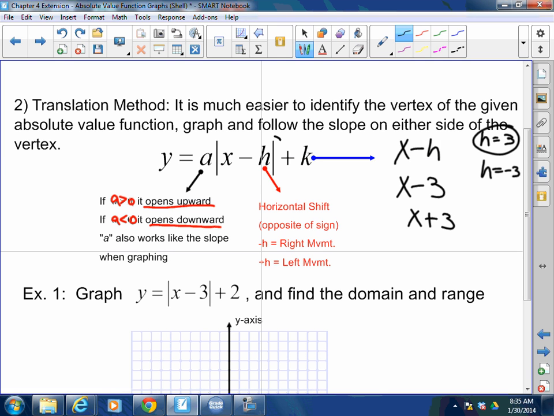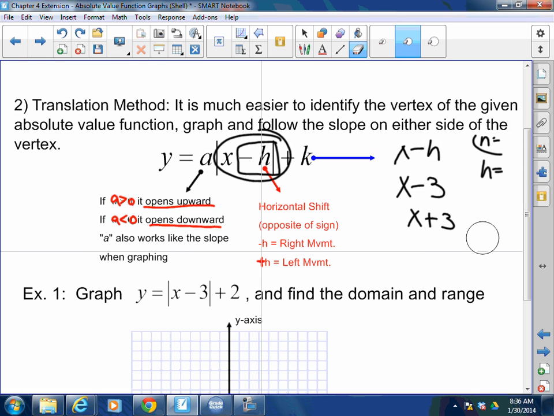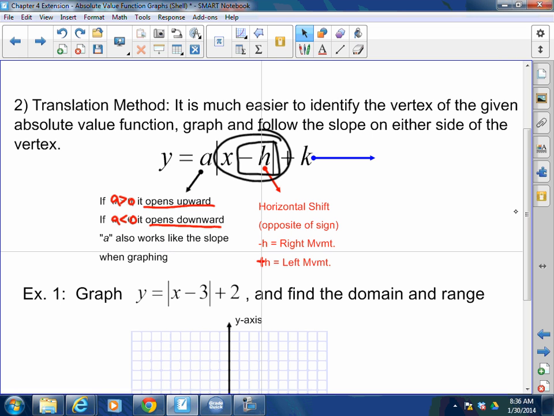So please remember that when they're in this format, whatever you see here, the real H is opposite of that. So being said, if I have a negative H, it's really a positive, so I go to the right. If I have a positive H, it's really a negative, so I go to the left. So the H there, it's a left or right movement, and it's always opposite of what is given. If I have X plus a number, I go to the left that many units. If I have X minus a number, I go to the right that many units. The true H is always opposite of what's given.